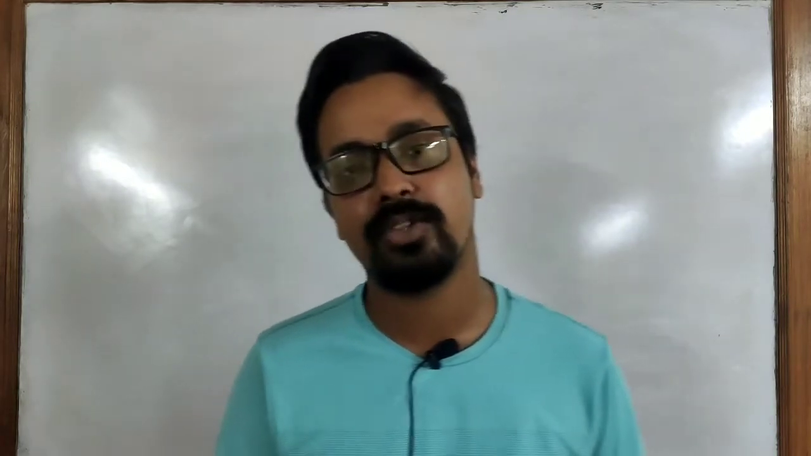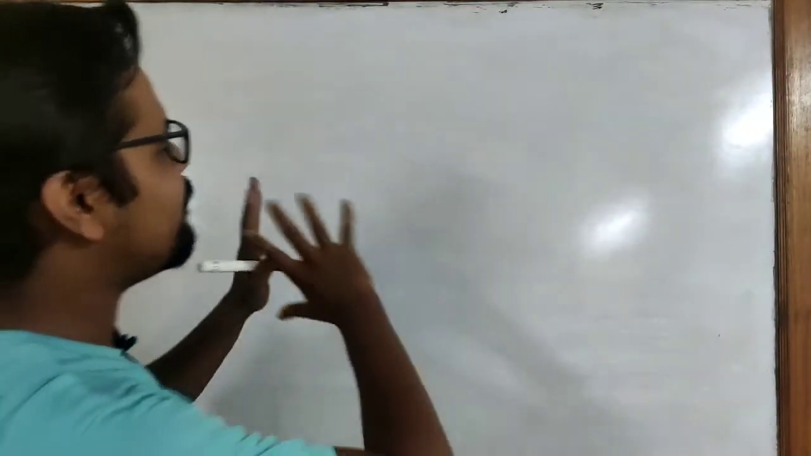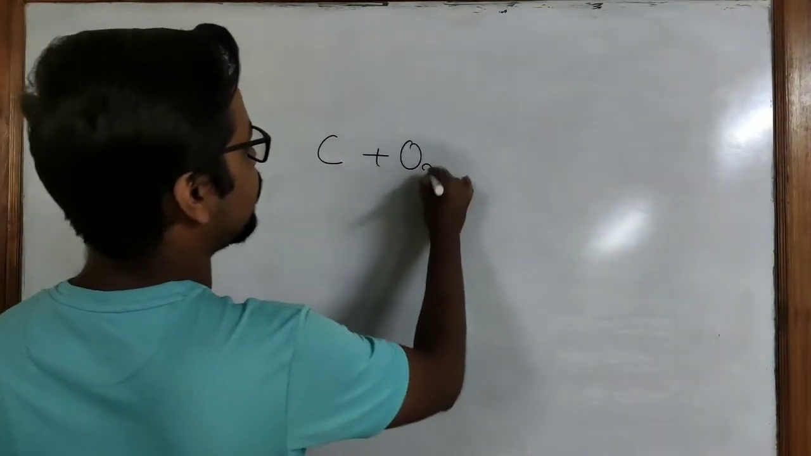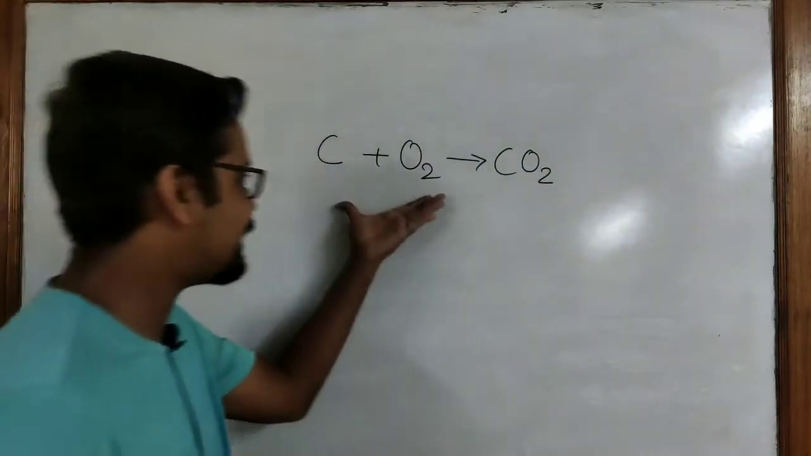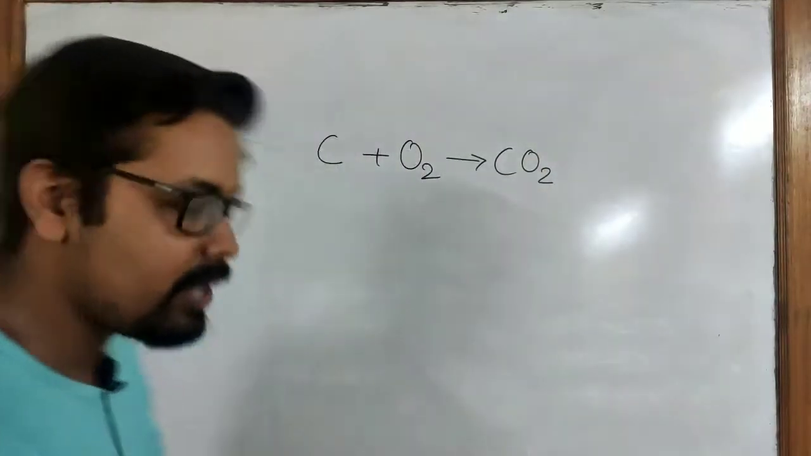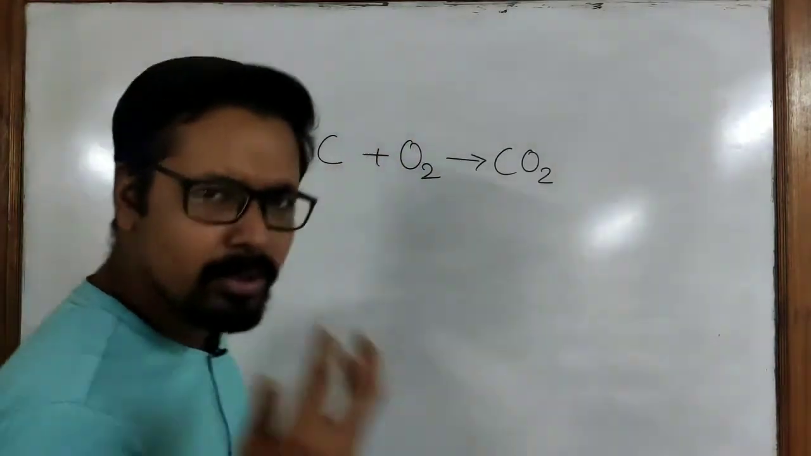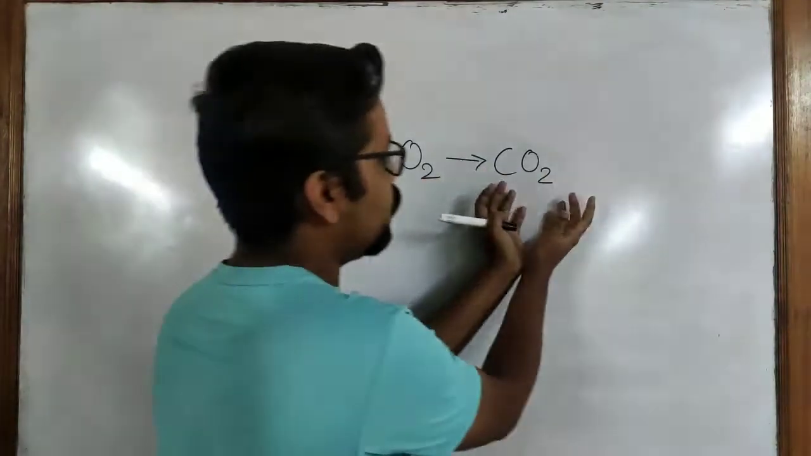By conservation of mass, what is meant is that whenever there is a chemical reaction, there are reactants and products. Now what do reactant and product mean? Let me write one very simple chemical reaction: carbon plus oxygen gives carbon dioxide. These are our reactants and this is the product. Since they are reacting, some amount of carbon and some amount of oxygen combine together to form carbon dioxide.